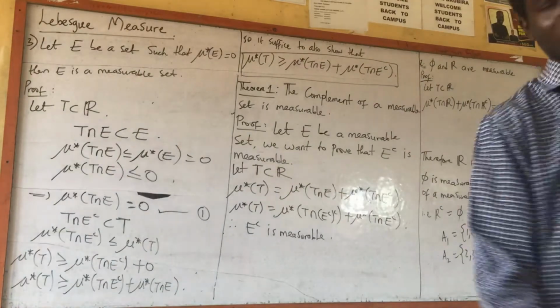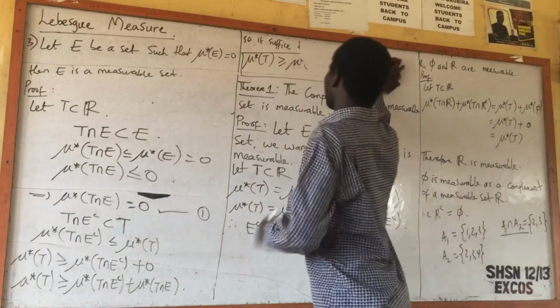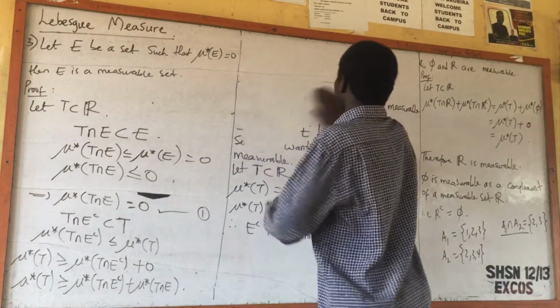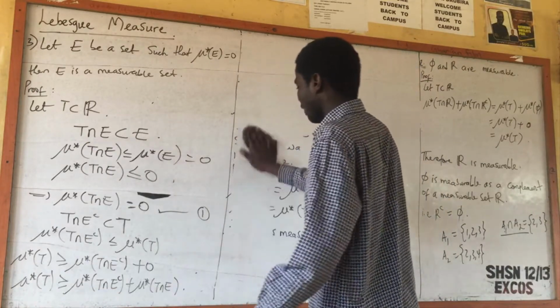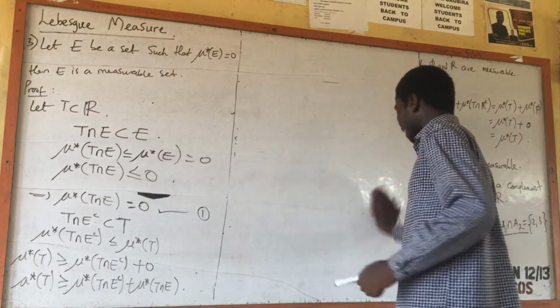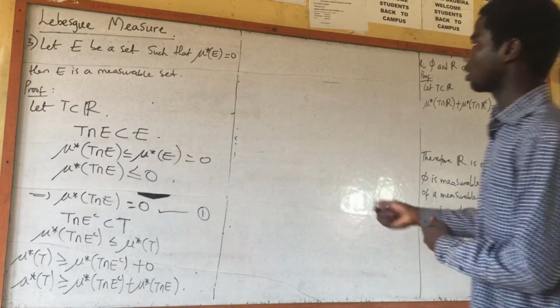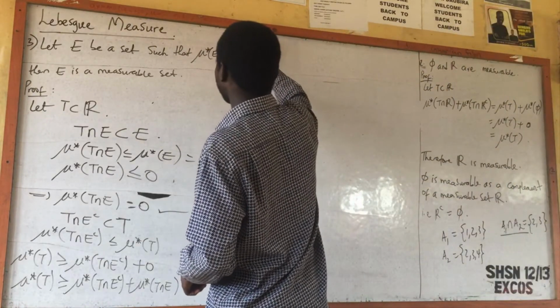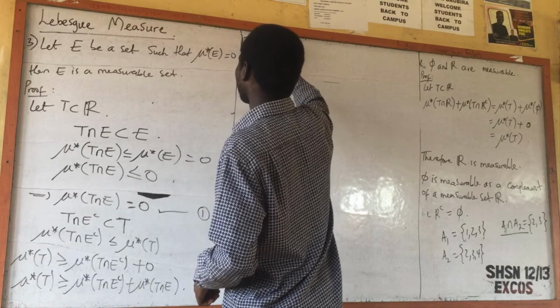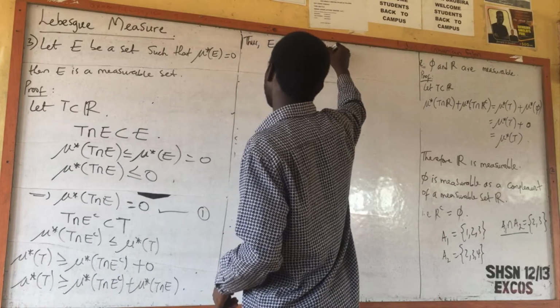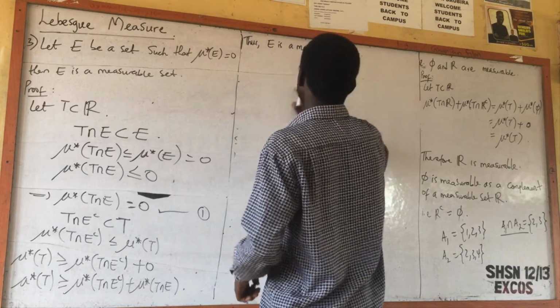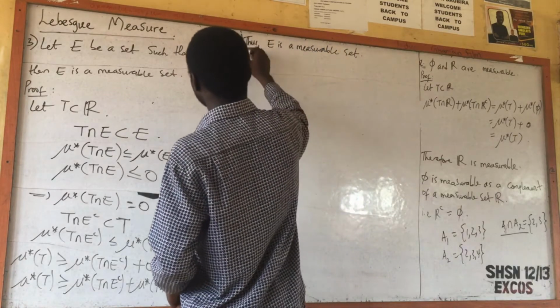And that's the Caratheodory condition, that for a set to be measurable, this has to be satisfied. And since we have already satisfied that, thus E is a measurable set, or E is measurable.